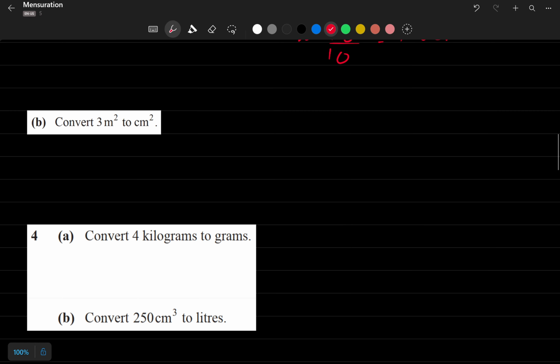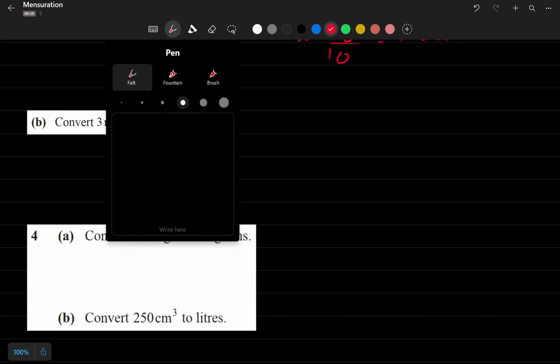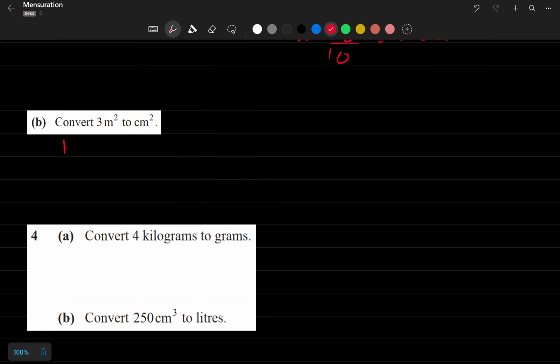Now the B part says convert 3 meter square to centimeter square. We know that in 1 meter there are 100 centimeters. But what if we square both sides? So 1 meter will be 1 meter square, because the square of 1 is always 1. So 1 meter square is equal to, now let's square this part. The square of 100 is 10,000, and centimeter square. So 1 meter square is equal to 10,000 centimeter square.